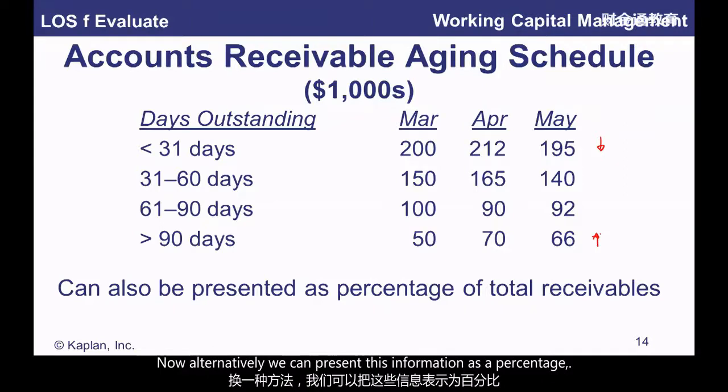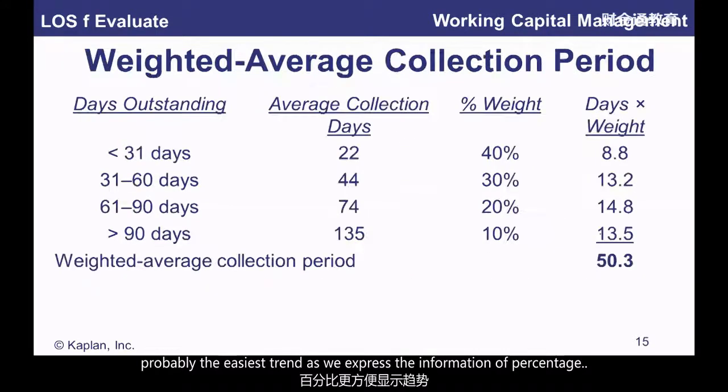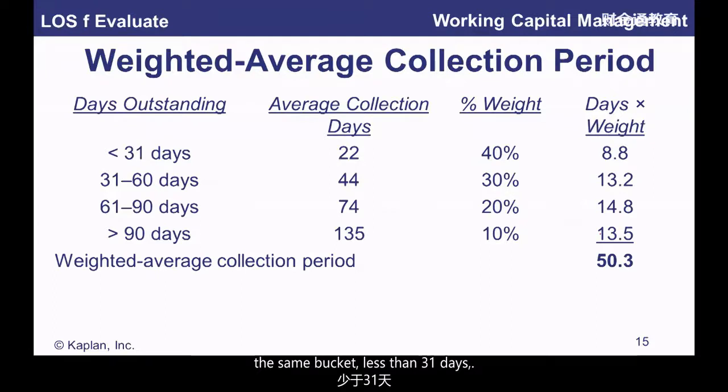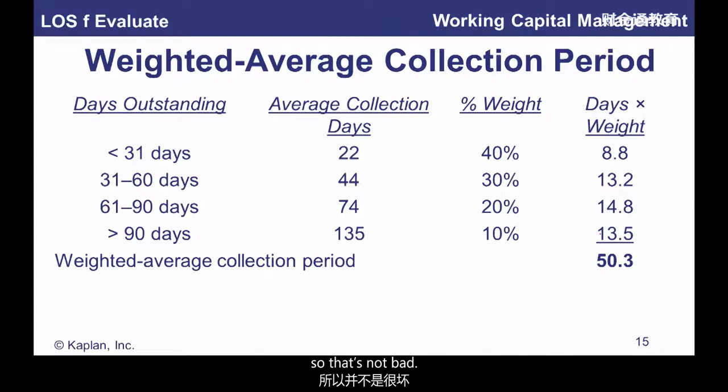Now, alternatively, we can present this information as a percentage. Probably easier to see trends if we express the information as percentages. So what we've got here, again, are the same buckets: less than 31 days, 31 to 60, 61 to 90, and greater than 90. Within the less than 31 days, the average collection days are 22 days. So on average, it takes me 22 days to collect my accounts receivable here, and 40% of my total debtors are within this bucket. So that's not bad. So 40% times 22, that's where we get the 8.8 from.